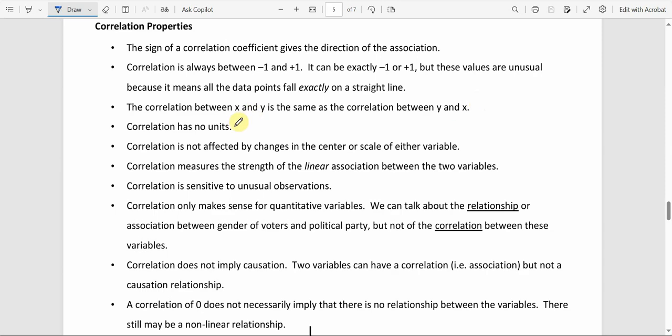No units, because z-scores don't have any units either, because when you divide by the standard deviation when you're computing a z-score, the units divide out. So if the z-scores don't have any units and the correlation is made of z-scores, that doesn't have any units either. Let's see. You can change the scaling, which is good, right?